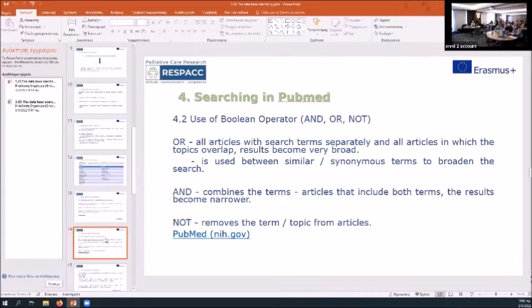If I put not, so I can say cancer pain, not, I don't know, ILS pain, for example, and analgesic, it will give me all the articles about cancer pain, but definitely there will be nothing about ILS in it, and also there will be things about analgesics. So with these three operators, I can actually enlarge or refine my search. So Mirabella, would you like to show how it's working?